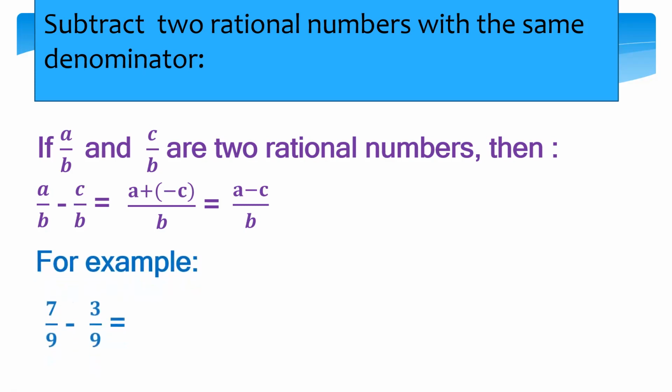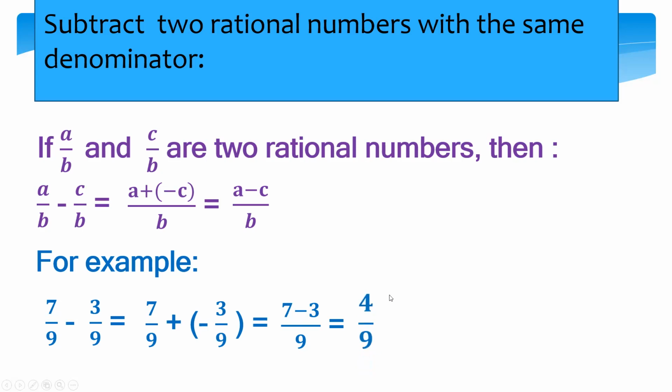For example, if I have 7 over 9 minus 3 over 9, they have the same denominator, so I will put the denominator as it is and convert minus into plus. 7 over 9, convert minus into plus, 3 over 9, I will put negative 3 over 9. It will be 7 minus 3 over 9, equals 4 over 9. And make sure that your fraction is in its simplest form.